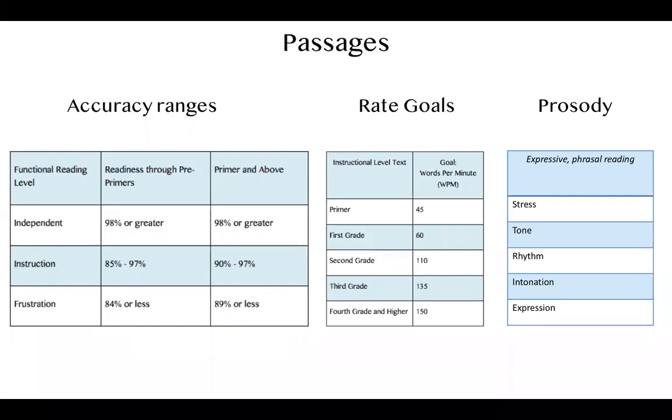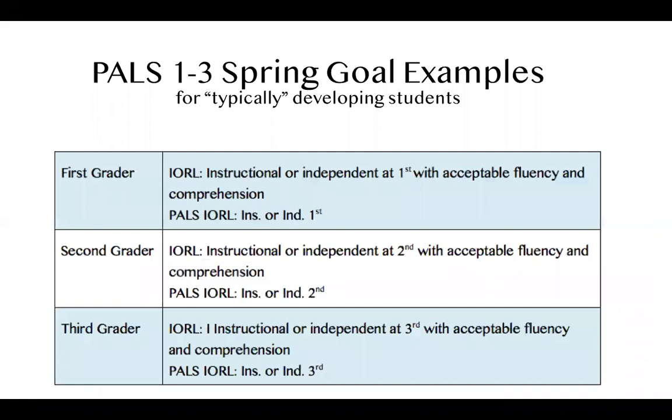Prosodic reading brings in intonation and stress, tone, rhythm, reading with expression. And we all know there's this reciprocal relationship between fluency and comprehension, and all of this matters. So I just wanted to give you the different accuracy ranges that we use, and then the rate goals, and again, sort of how we think of prosody, because all of that comes into play when we talk about spring goals and an instructional oral reading level, where we want students to be with acceptable fluency and comprehension.